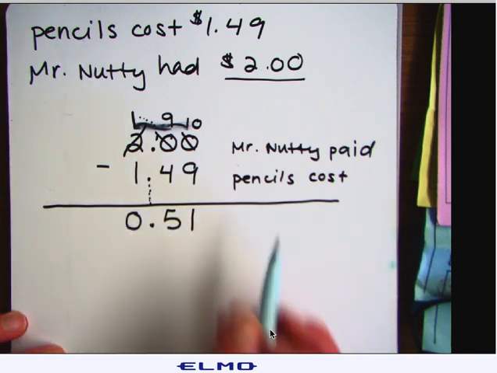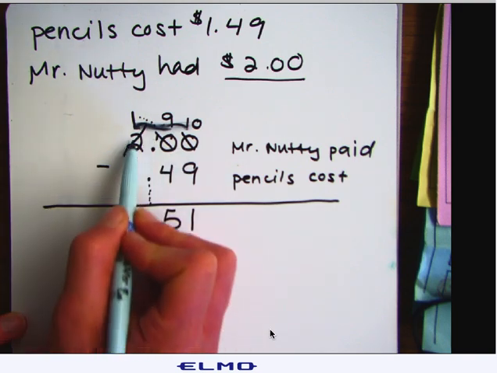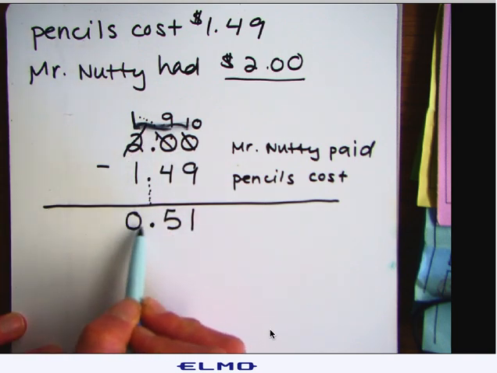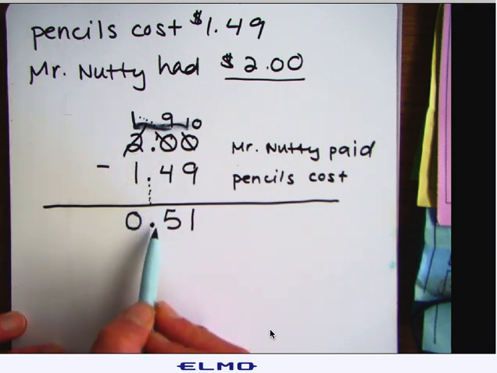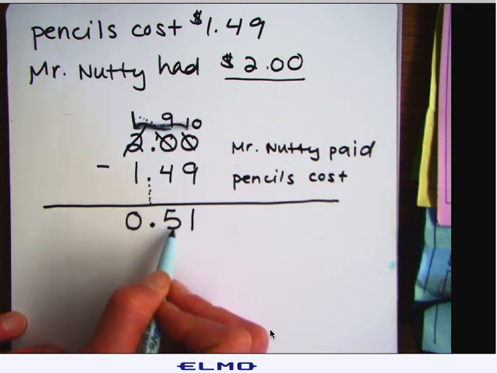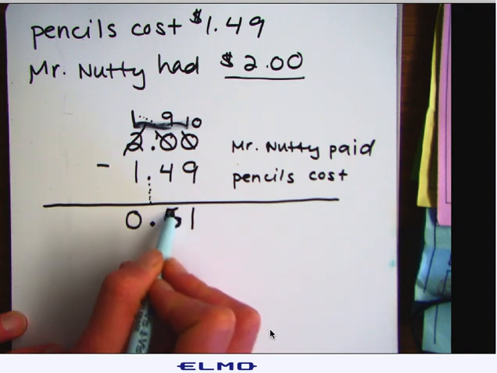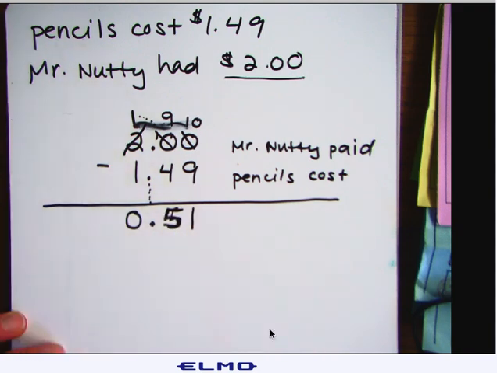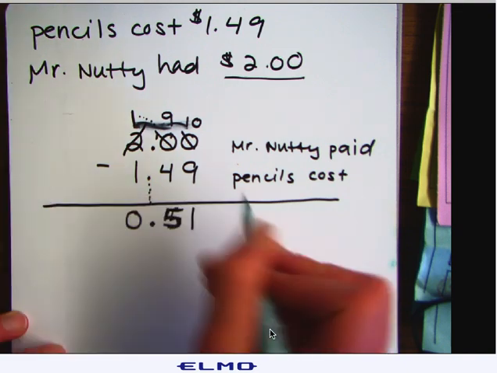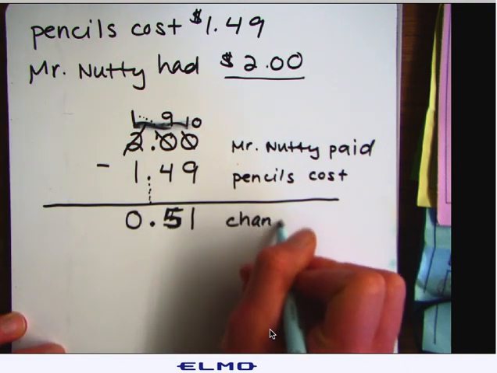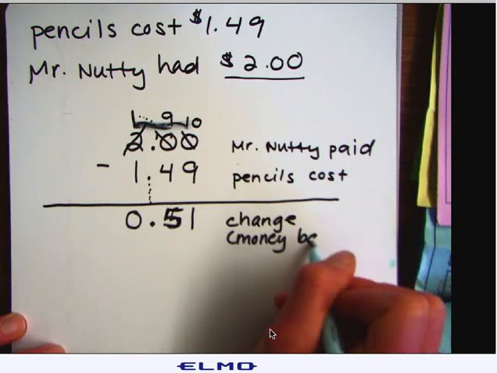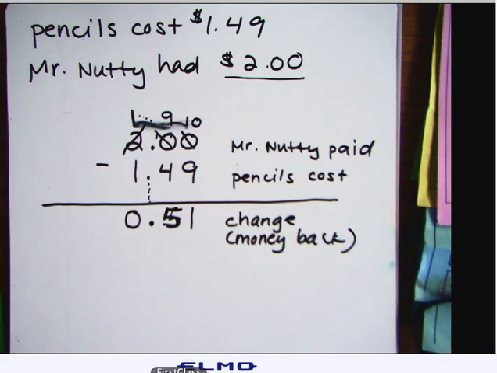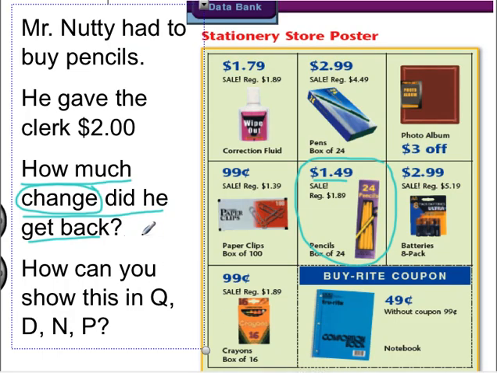Okay? See how I did that? It was between the 0 and the 5 now. Before it was between the 1 and the 4 and the 2 and the 0. I just brought it straight down. Okay? So it stays in front of our dimes value. All right. So Mr. Nutty is going to get back 51 cents. So I'm going to write change or money back. So that answers our first question. How much change did he get back? 51 cents.